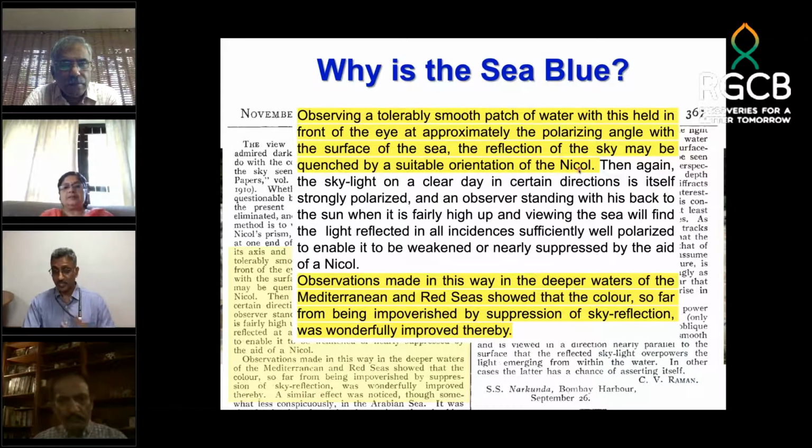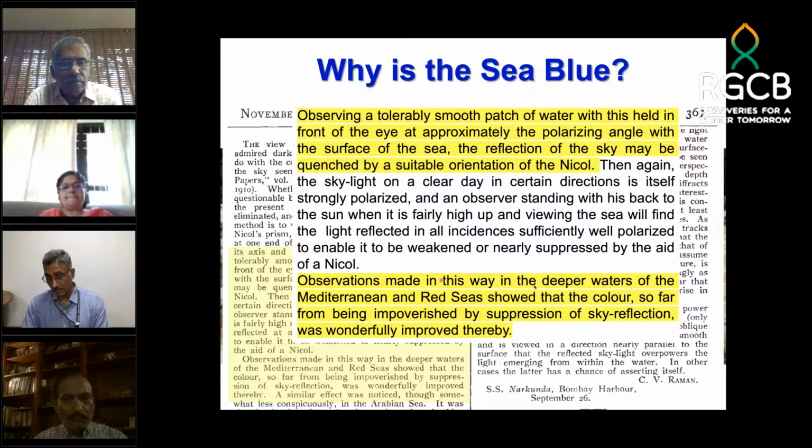In fact, he was going in the ship and he did this experiment while going and coming back, and he wrote this and he published it. He was in a hurry. He published it from Bombay Harbor itself. He didn't even want to go to his lab or anywhere else and wrote this paper finishing this experiment.